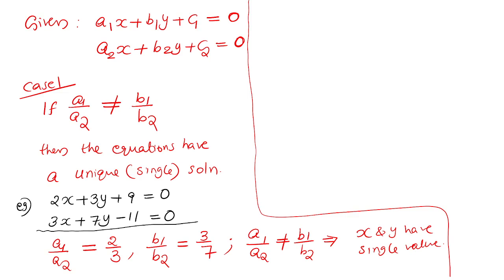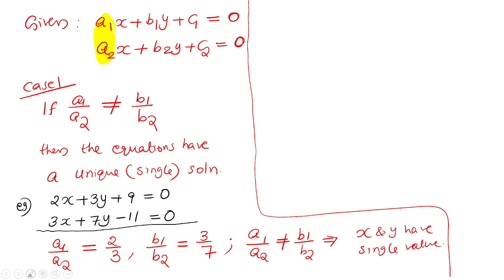I am going to discuss the nature of solution. Nature of solution means if we solve it, how many values for x and how many values for y. You are given two equations in this format. There are three cases. Among the three cases, the first case is a1 by a2, which means the ratio of coefficients of x.